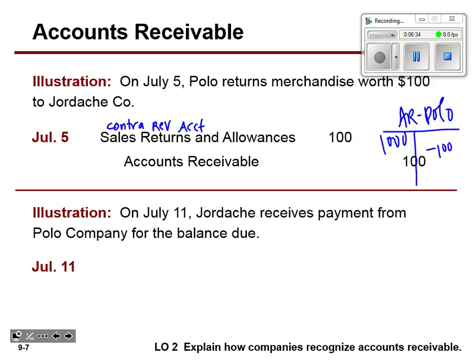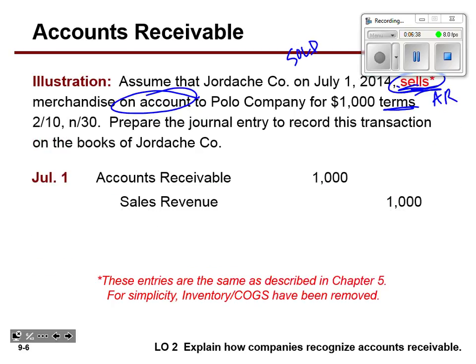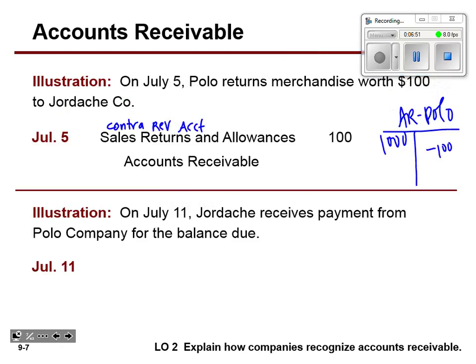Okay, but remember the terms we set? We said, yeah, we'll sell this to you, 2, 10, and 30. So on July 1st, when were we going to allow the discount period to go through? 10 days later, so the 11th, look when they paid us. Are we going to get $900? We are going to get $882.